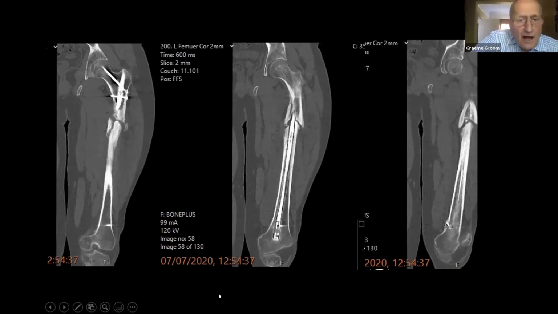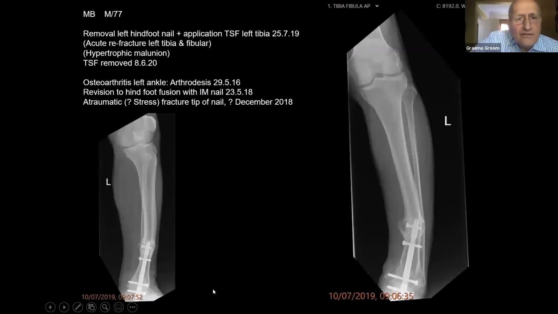So he was a current one, and now there was another case for discussion. This is a very courageous 77-year-old who's had more operations than you would care to imagine, only his most recent ones with us.